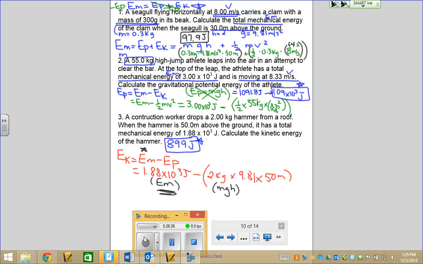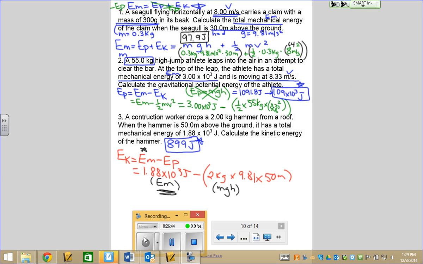Now before I show you some other types of examples, would anyone like to ask any questions about this? Where basically we're adding up potential and kinetic energy to make total mechanical energy.